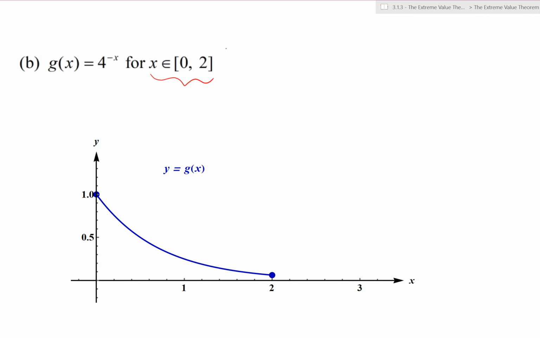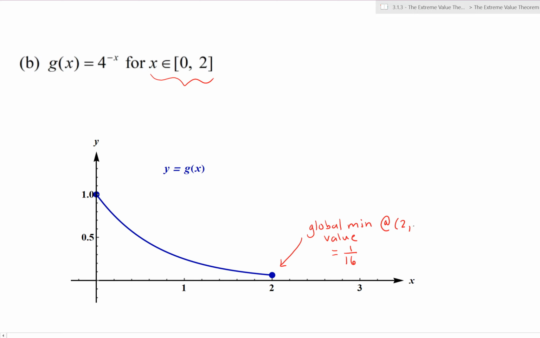However, it does have global extrema, specifically over this interval. We can see that at the right-hand endpoint, at x is 2, there is our global or absolute min value there. And what's that going to be? Well, it's going to be the value of this function when x is equal to 2. So that's going to be 1 over 16, right? 4 to the negative 2 power. That's occurring at the ordered pair, right?